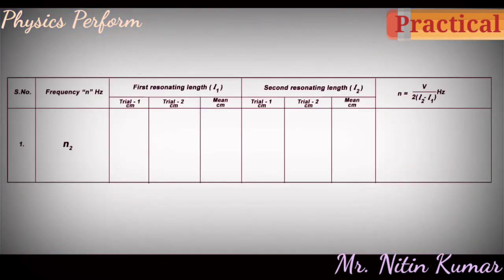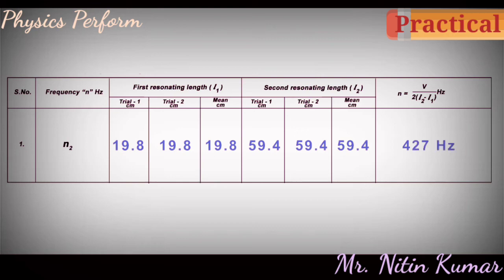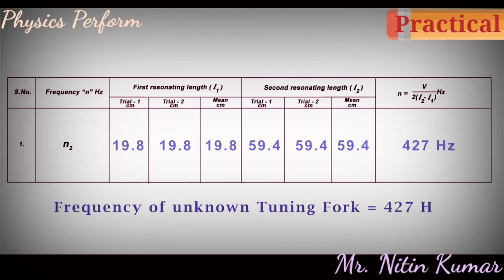For the tuning fork of frequency N2, first resonating length L1, trial 1 is 19.8, trial 2 is 19.8, and the mean of these two trials is 19.8. For second resonating length L2, trial 1 is 59.4, trial 2 is 59.4. The mean of these two trials is 59.4. Therefore, the value of N is 427 Hz. The frequency of unknown tuning fork is equal to 427 Hz.